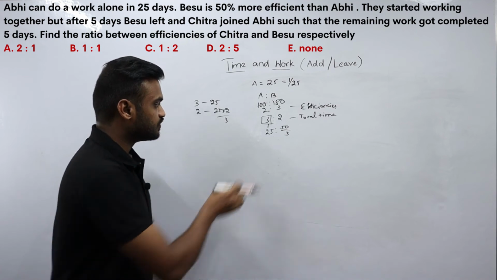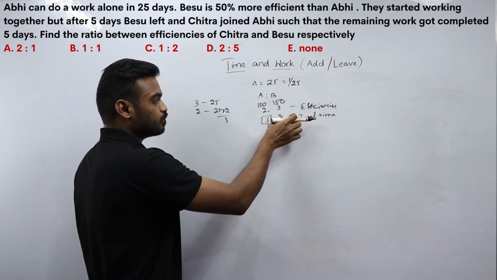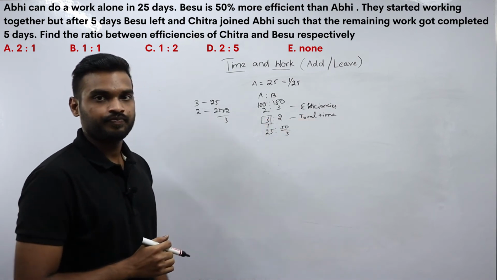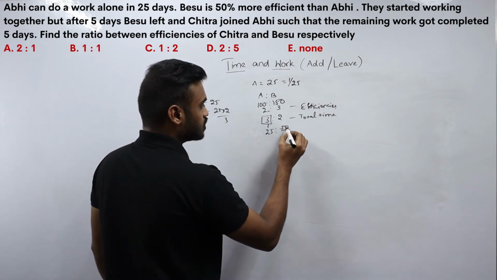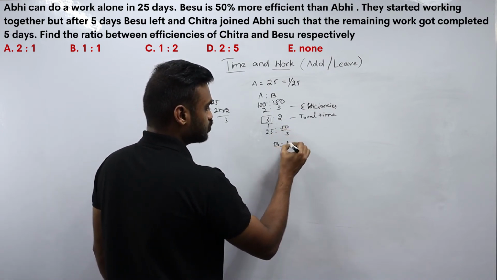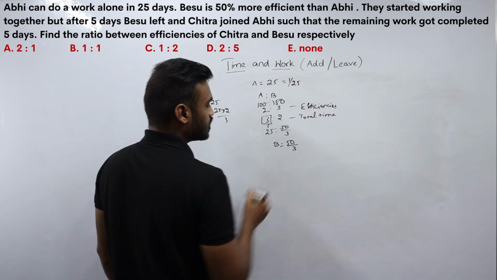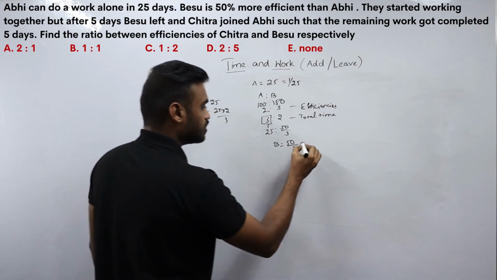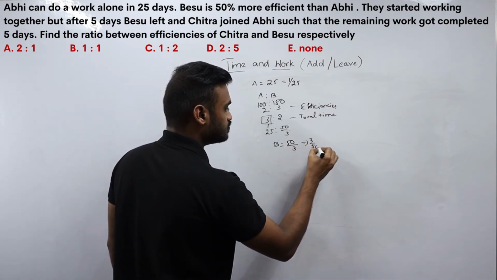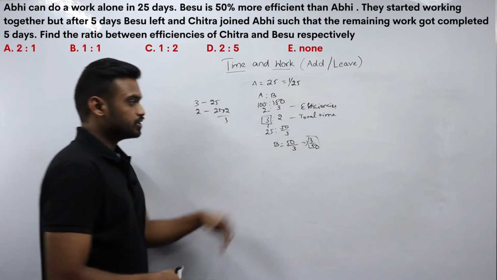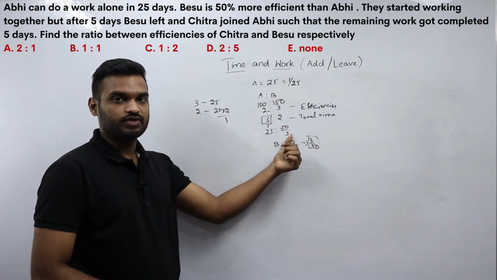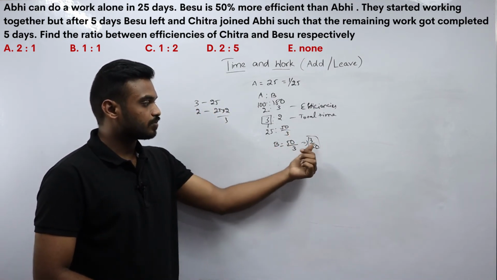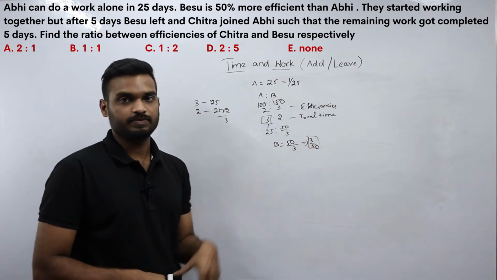If 3 parts is equal to 25 days, 2 parts will be 50 by 3. This is the total time taken by Besu to complete the work. Besu totally takes 50 by 3 days to complete the work, so Besu's 1 day's work, or efficiency, will be 3 by 50.